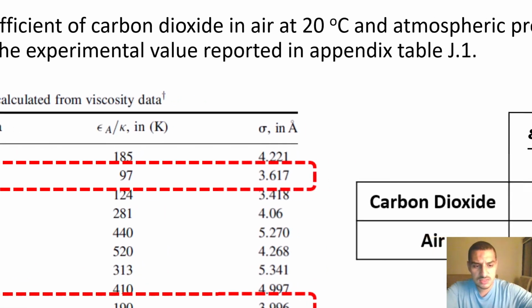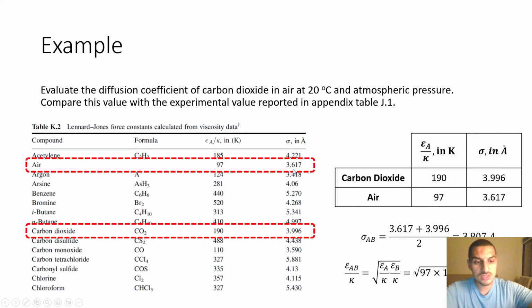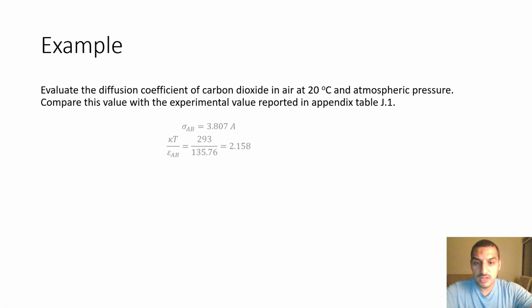I'm not sure if this is clear, but I will just zoom in here. So these are the two equations that we're using to calculate sigma AB and epsilon AB over kappa. It's very simple, straightforward, and everything is in the right units. Sigma A and sigma B are in angstroms already, so I don't have to do any unit conversions. So this is what I have right now, the sigma AB, and I can calculate kappa T over epsilon, which is T divided by epsilon over kappa, so it's going to be 293 divided by 135, which equals 2.158. Of course, this is a dimensionless temperature.